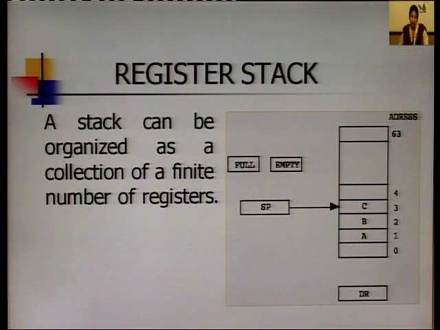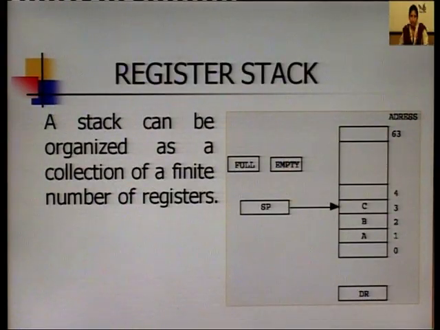This is a diagrammatic view of a register stack. A stack can be organized as a collection of a finite number of registers. We can store data in registers and maintain those registers in the form of a stack. SP is the stack pointer that represents the top of the stack. Top means where we can insert or remove elements, and there are two more registers, full and empty.